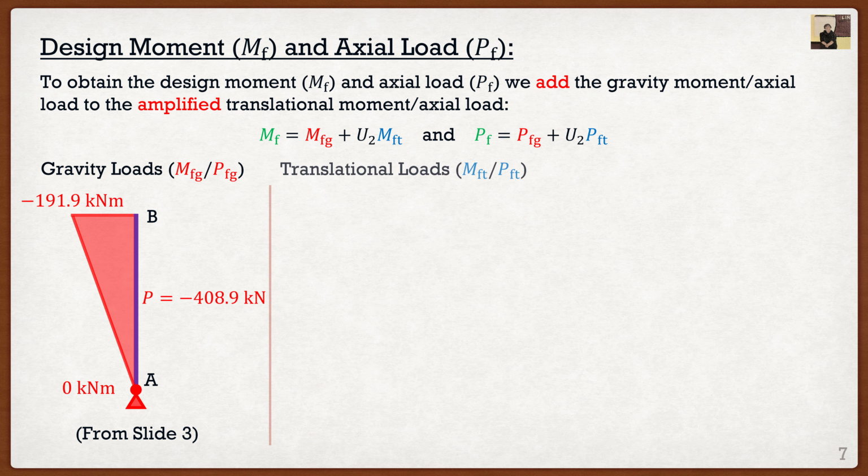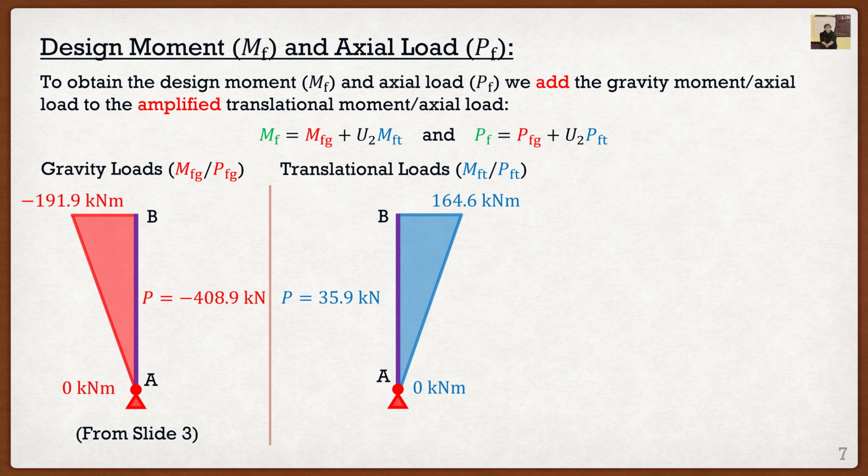The second thing that we had was our bending moment and our axial load under our translational loads. We remember from S-frame that we had an axial load of 35.9 kilonewtons, which is actually in tension. And we had a bending moment profile, which was again linear, going from 0 to 164.6 kilonewton meters. Again, you're wondering where this came from. This particular one came from slide number 4. So now that we have both of these, as well as our U2 factor, we can determine the design loads MF and PF.